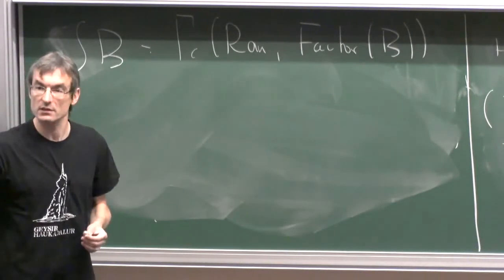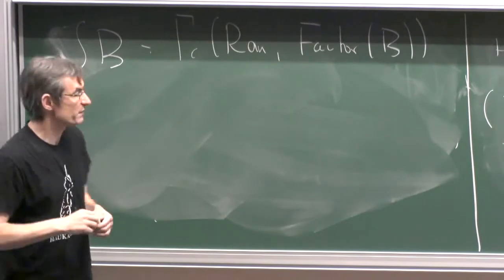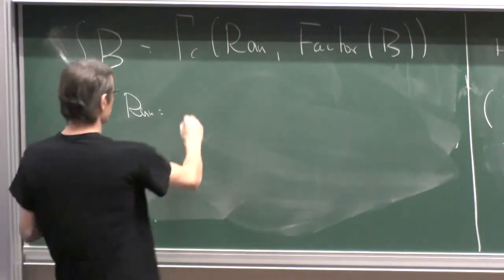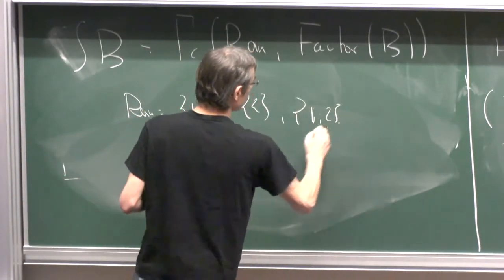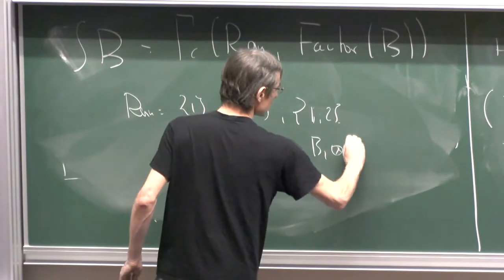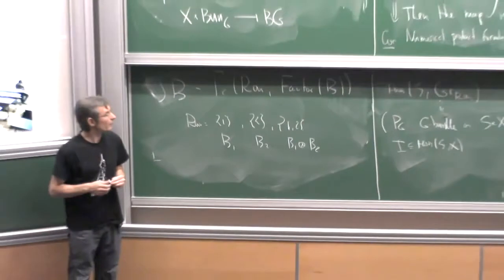Because factor B, what is it? Suppose X is a finite, two-element set. What's factor B? Well, Ran, in this case, is a disjoint union of three elements: 1, 2, and 1,2. And what's factor B? So you get B1, B2, B1 tensor B2, and cohomology with compact supports is just the direct sum. Ah, okay, so you get something like 1 plus B1 times 1 plus B2. And then how is this the product formula?